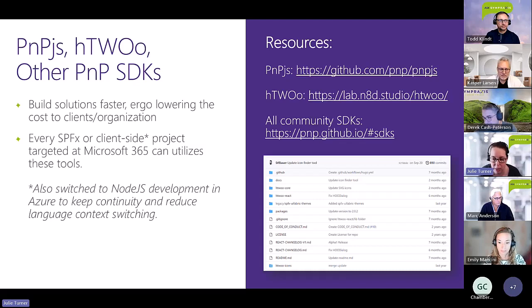But so basically every day that I build solutions, I'm using PnPjs to help me write my queries against the SharePoint and Graph REST endpoints, and I'm using hTWOo, which I help maintain with Stefan Bauer, to do the display of my data. So to build my user experience, my user interface, I use hTWOo for that. And so those two things are something I use constantly in every client-side project.